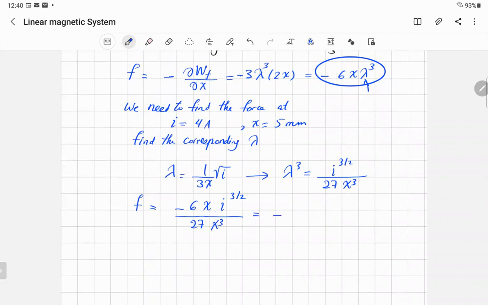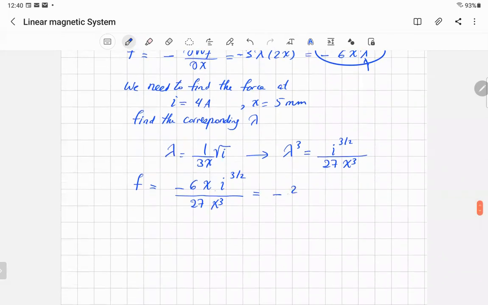Simplify: minus, divide by 3 is 2, divide by 3 is 9. And then you have x and x cubed, so you have x squared on the bottom. Just leave this one like that. Now I can find the magnitude of the force. The magnitude of the force will be equal to negative 2 over 9, and the current is equal to 4.